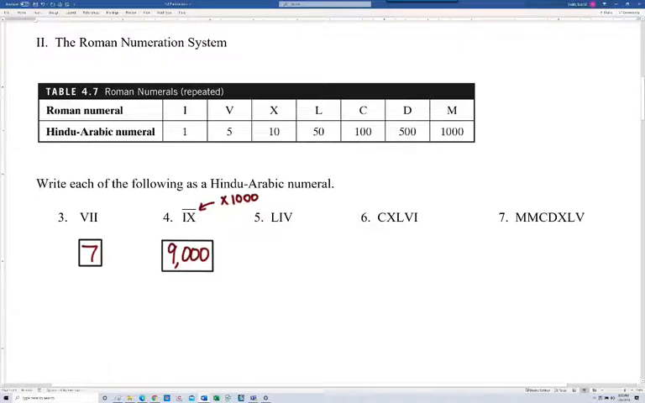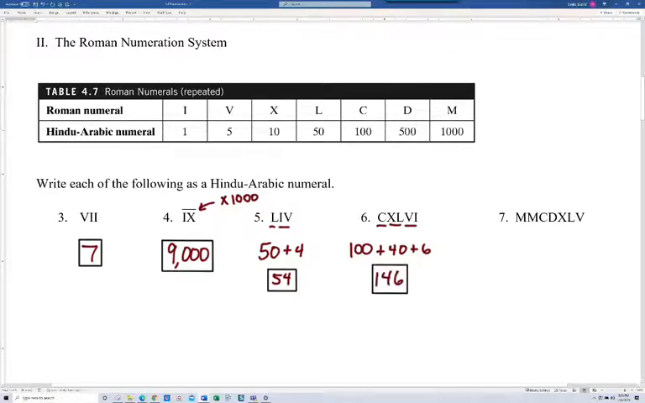On number 5, we have L, which is 50. And then notice the 1 is coming before the 5, so it'll be 1 from 5, which is 4. So 50 plus 4 is 54. On number 6, you've got the C, which is 100. And so that one is in the right order. So we'll write that as 100. But then you have the 10 before the 50, so you're going to do 10 from 50. That's going to be 40. And then, of course, you're going to have 6.